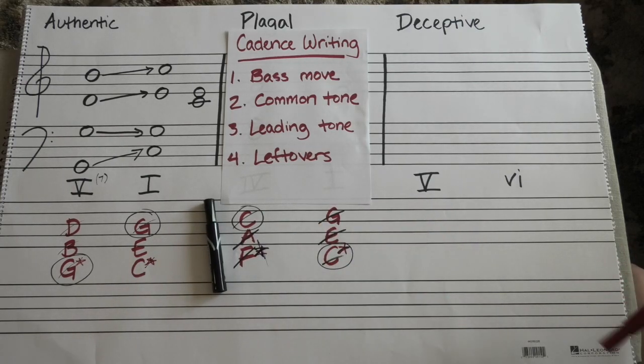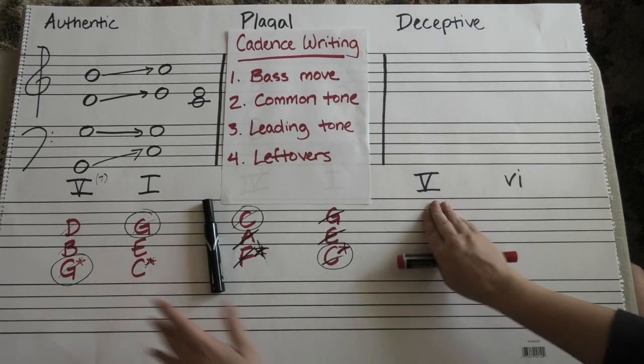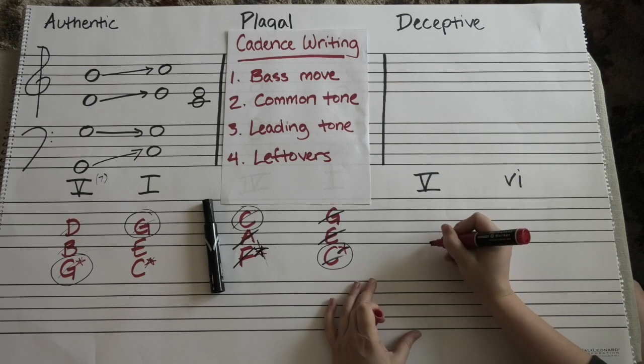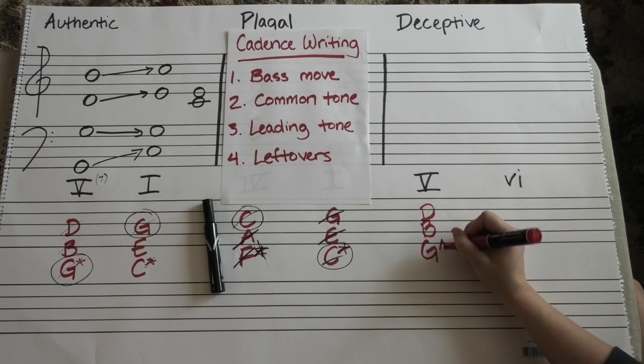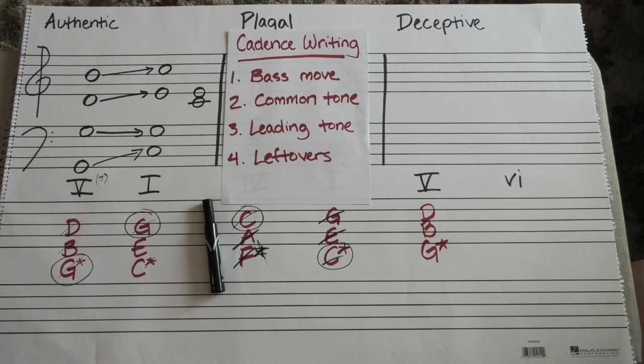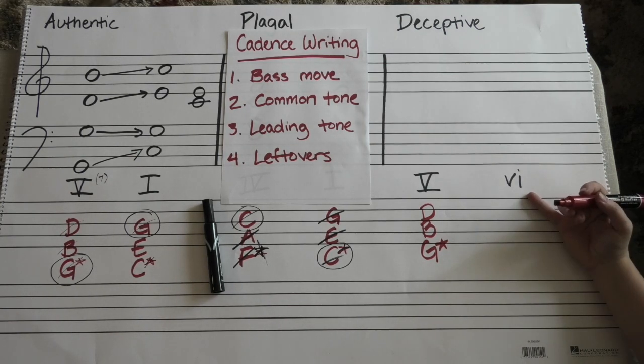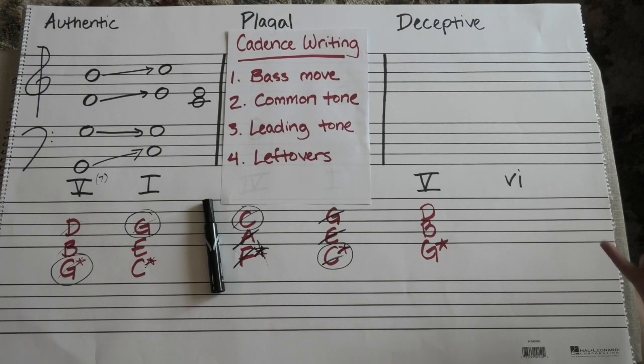Let's put our 5 chord, just like this one over here. So we're going to need G, E, and D. Probably going to double the root again, just for now. And then we're going to move to a 6 chord, because instead of ending back on the 1, it's going to turn around deceptively and go do something else.